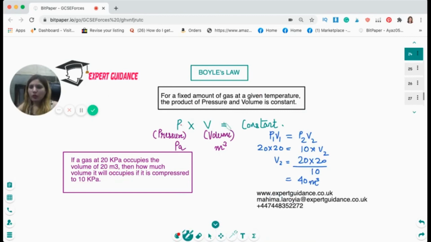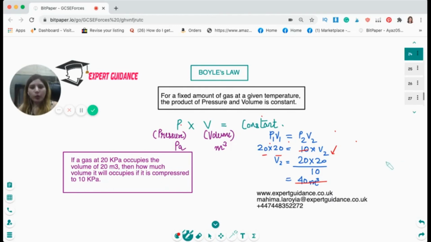All right, so we know PV is constant. So P1 V1 equals P2 V2. Our pressure 1 is 20, volume 1 is 20. Pressure 2 is 10, but we do not know what volume 2 is. We rearrange this and we'll get 40 meter cube should be the new volume. As the pressure has decreased, my volume will increase.